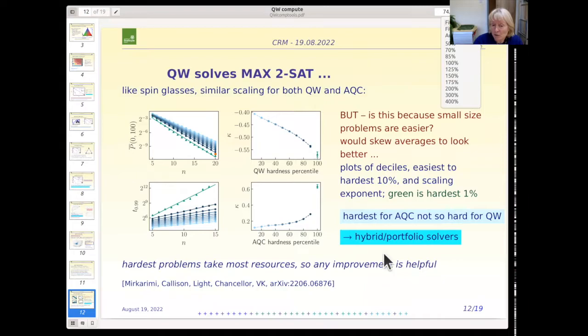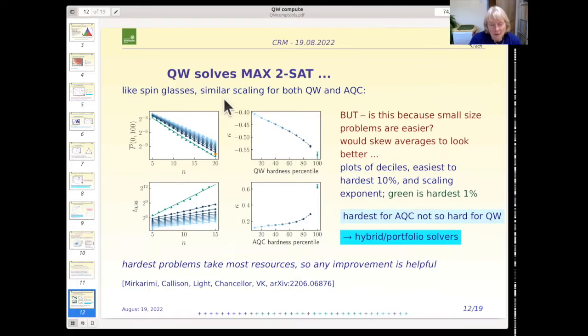So hybrid portfolio solvers, you could add a quantum walk algorithm, and work out, if you've solved the problem with an algorithm that picks off the easy ones, that's great. That didn't take you very much time. But the quantum walk could reduce the time you need for the really hard problems. And since most of the resources go to solving the hard problems, that will make quite a big improvement overall.